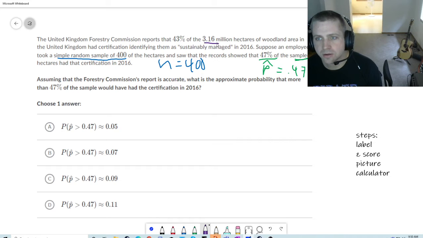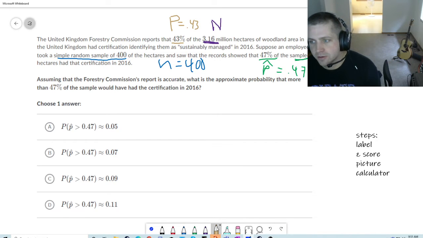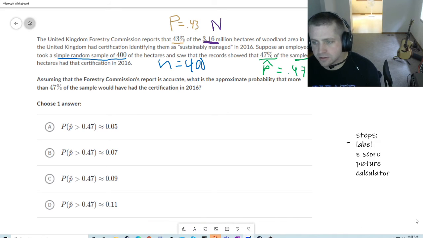We've got 3.6 million hectares. That's like the whole thing, so that's my big N. We don't actually care about that. That's the population proportion, though. That's big P. So we've got all the numbers we might possibly need. Labeling is done. Now we're going to find a z-score.